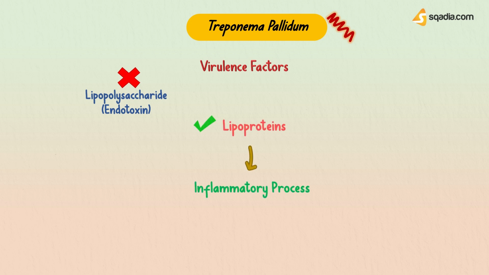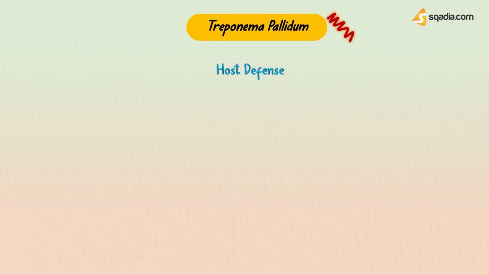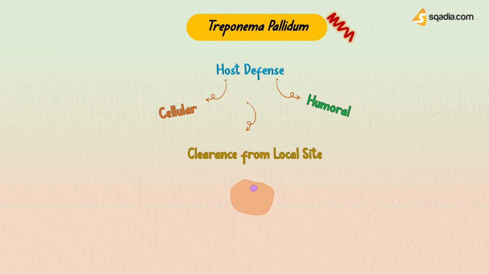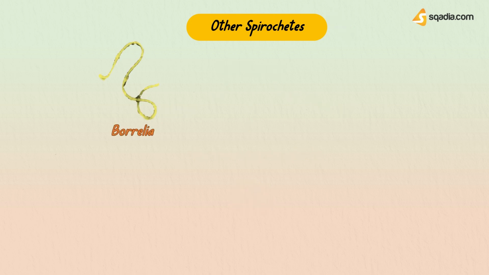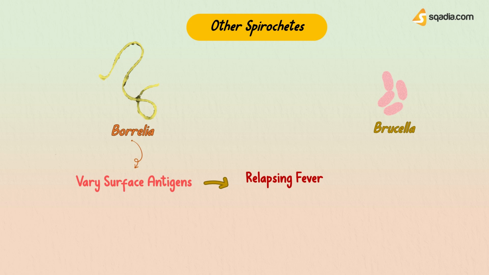Now, the defense mechanisms our body chooses against treponema are both cellular and humoral. However, clearance of treponemes from local sites appears to be due to phagocytosis by macrophages. Borrelia, another spirochete, has the property, found also with some viruses and protozoa, of varying its surface antigens to confuse the host's antibody-forming system. As a result, waves of infection are seen, relapsing fever. And Brucella may do the same.